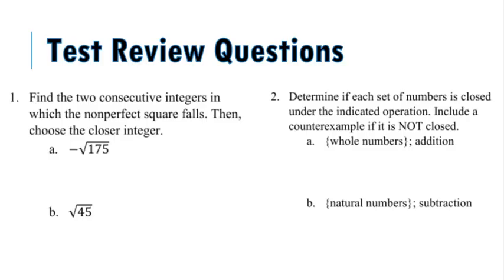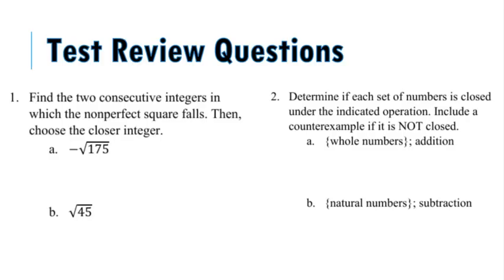So the first thing we want to do is just first verify that they're not perfect squares. So 175 is not a perfect square. So we want to find the perfect square right before 175. And the perfect square right before 175 would be 144, which would be 12 squared. But then I could also do 13 squared, which would be 169.